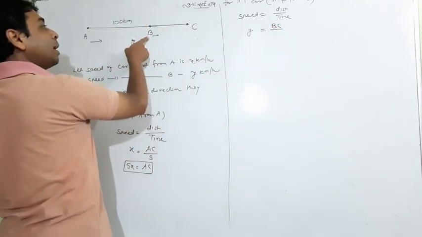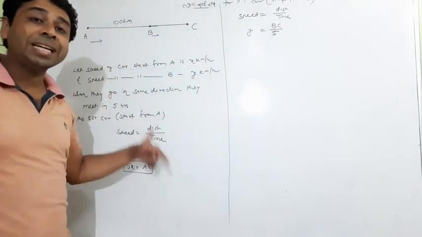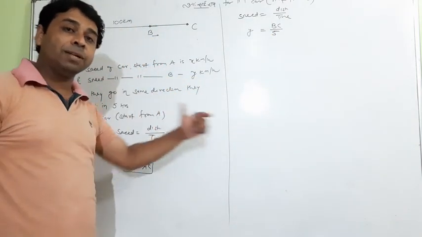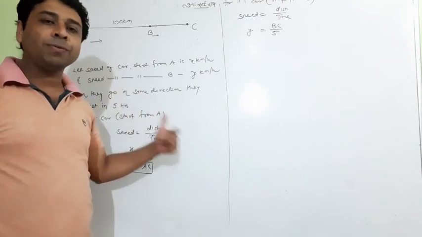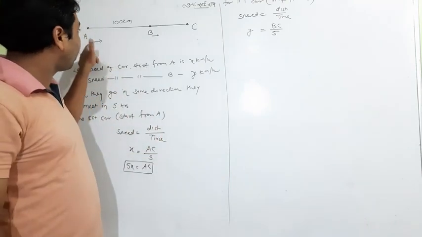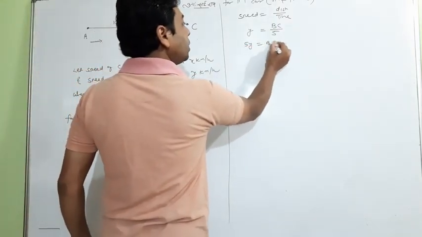And what is the time taken by the car which starts from B? 5 hours. Both meet at 5 hours, meaning both travel a 5 hour journey. Both completed a 5 hour journey. Time taken by both cars is 5 hours. So 5 is equal to BC.